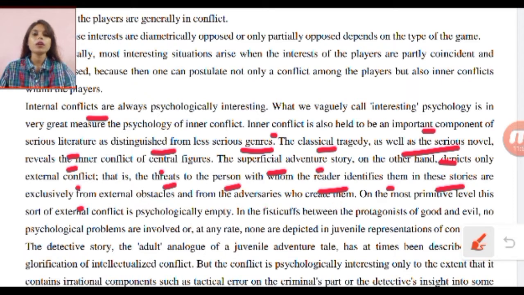So what are external conflicts? Whatever we can see from outside, whatever clash we see in front of us, we can consider as external conflict. And here they are talking about external conflict as threats to the person with whom the reader identifies in the stories. These external conflicts are like external obstacles, and you can also see who creates these obstacles from outside, because with external conflicts the cause and the effect, everything can be seen, but with internal conflicts, we cannot see what is going on inside the mind of a person.